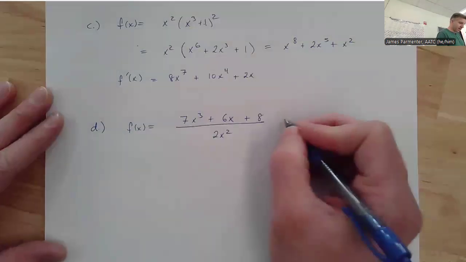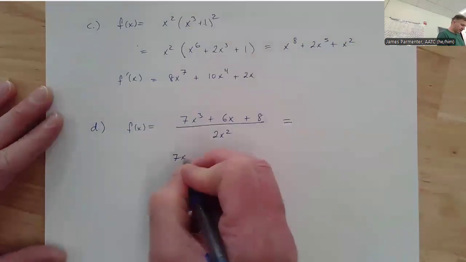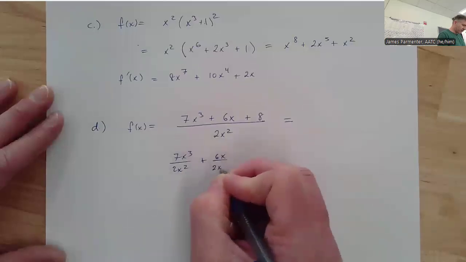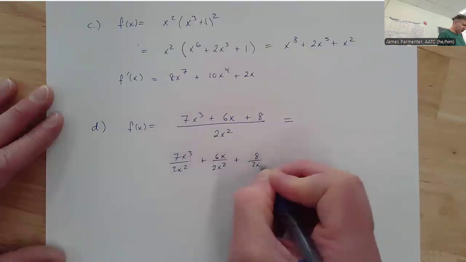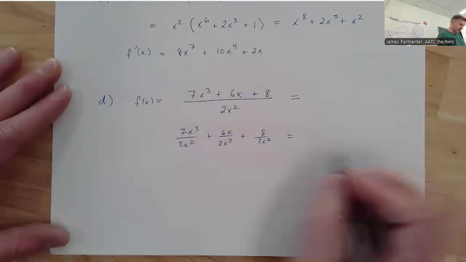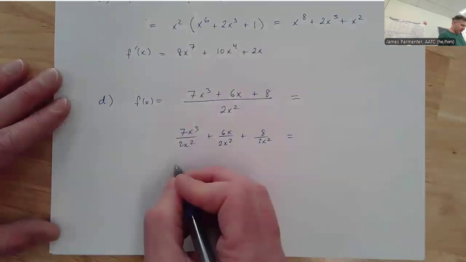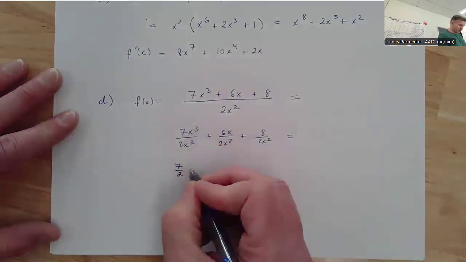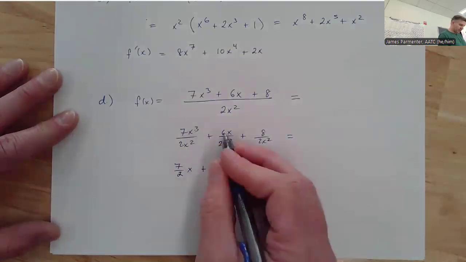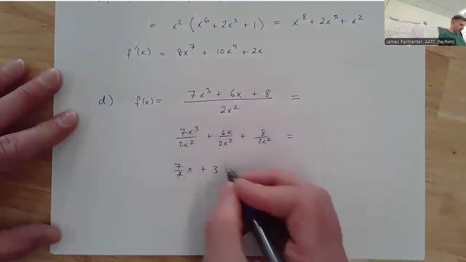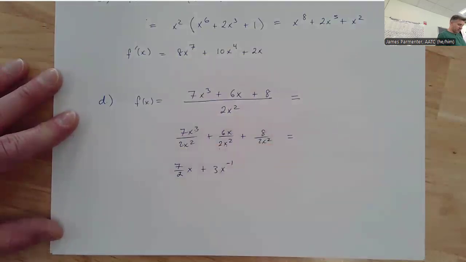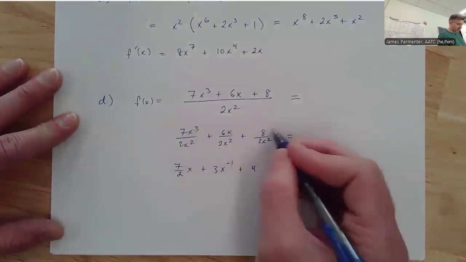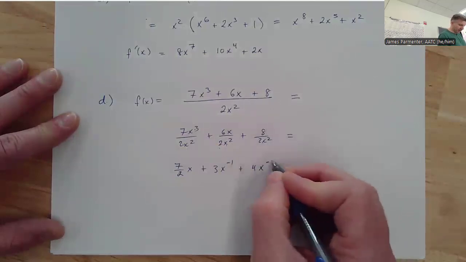So we can rewrite this as 7x cubed divided by 2x squared plus 6x divided by 2x squared plus 8 divided by 2x squared. And then simplify that as, let's see, 7 over 2. I'm just going to leave it 7 over 2. You can write it as 3.5 if you prefer. X cubed divided by x squared is just x to the first. 6 divided by 2 is 3. X divided by x squared is x to the negative first. And 8 divided by 2 is 4. X to the 0th, or no x is there, divided by x squared means you have an x to the negative second.